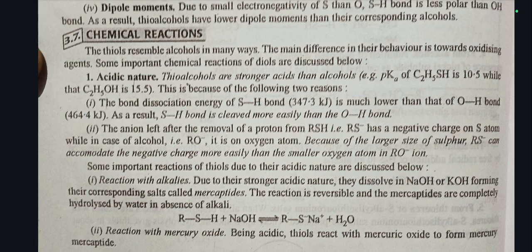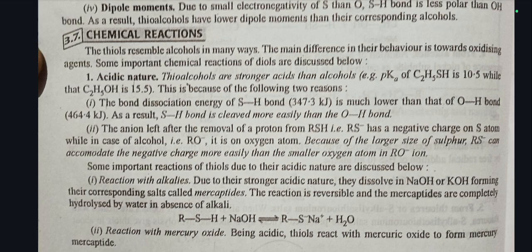Acidic nature: thioalcohols are more acidic than alcohols. The pKa value of C2H5SH is 10.5, while that of C2H5OH is 15.5. This is because of the following two reasons. First, the bond dissociation energy of the S-H bond is much lower than the O-H bond. As a result, the S-H bond is cleaved more easily than the O-H bond.